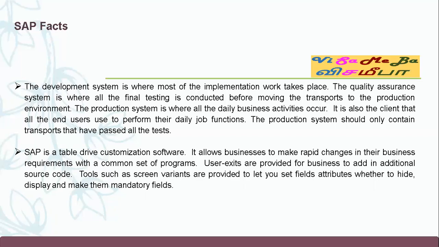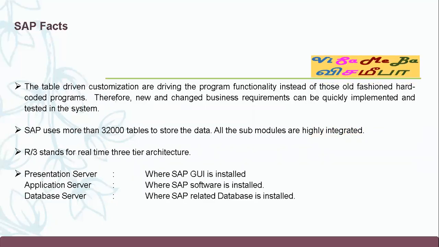SAP is a table-driven customization software. There's more than 32,000 tables and it just keeps on adding, and it is tightly integrated and you have a lot of flexibility. At the same time, you have user exits which meet the flexibility requirements of specific businesses. As I've told you, SAP uses more than 32,000 tables, and it has all these submodules tightly integrated.